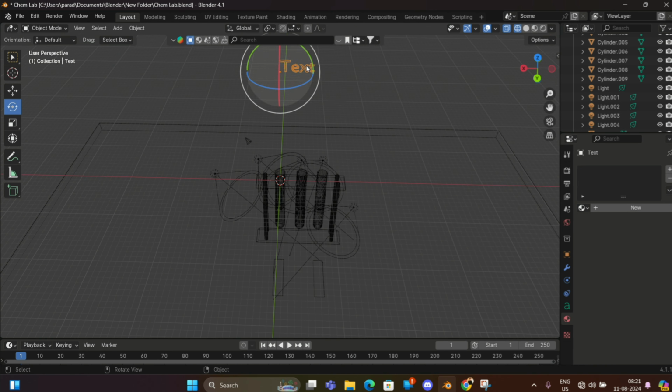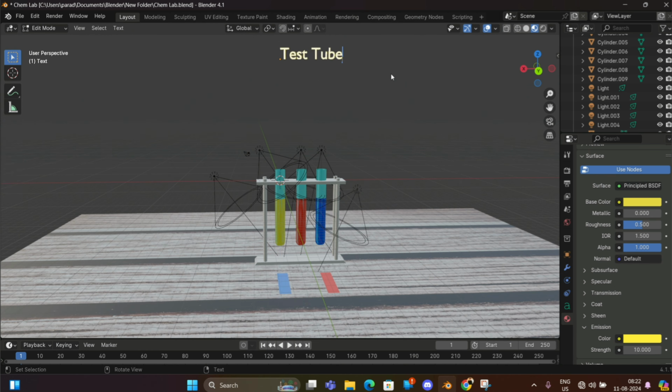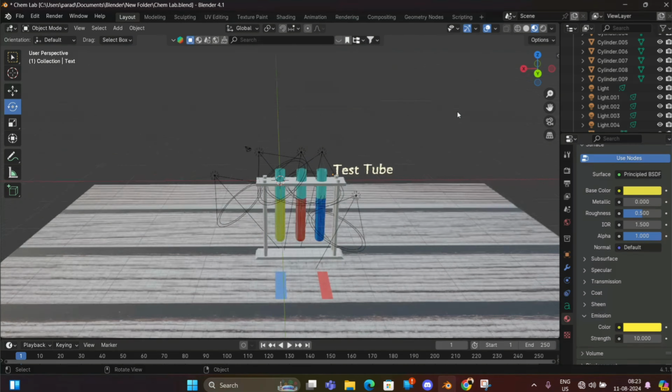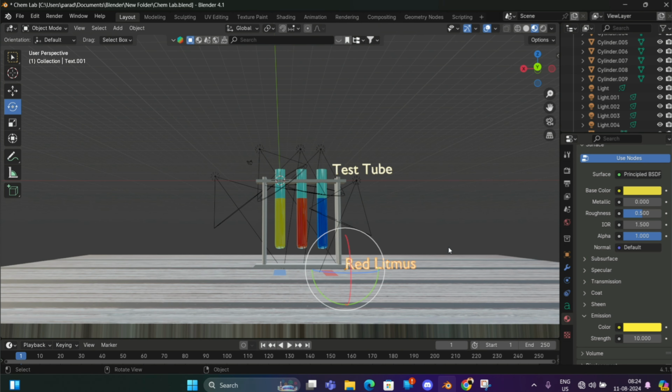Accordingly, I can show this particular lab simulation in the projector, and they can have a live interaction with the model itself, and they can experience what chemical reactions happen in real life accordingly.